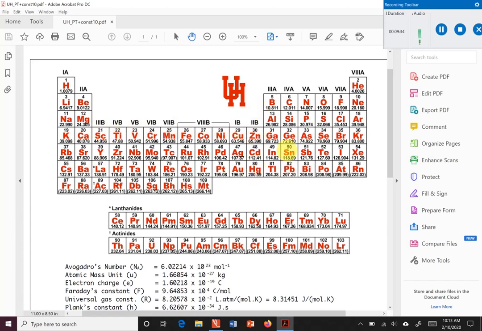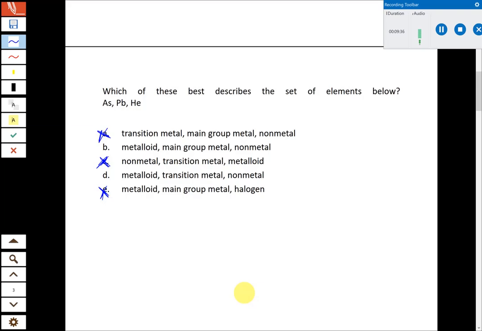So of the answer choices that are left, the only one that makes sense would be to classify Pb here as a main group metal, which means choice B is the correct one, choice C cannot be. All right, so that one I sort of did by elimination, but again, some classifications are more obvious than others. I think the transition metals are pretty easy to locate because they're in that middle 10 columns of the periodic table.